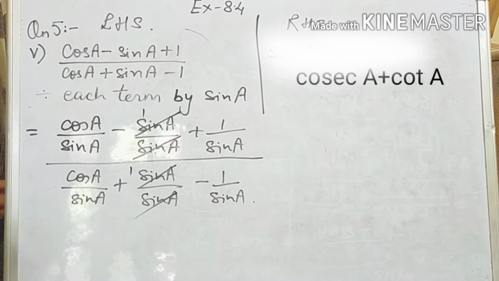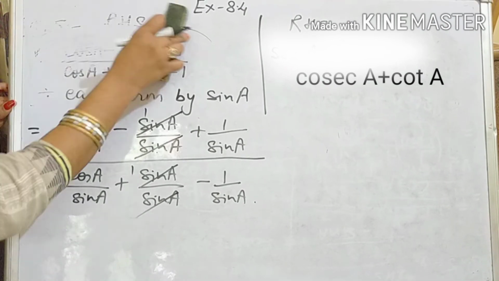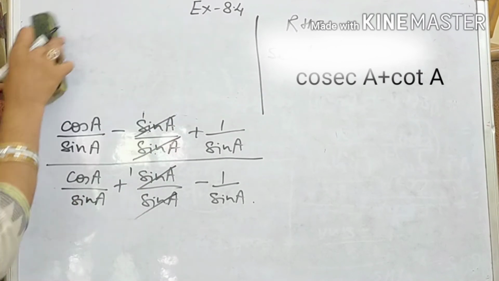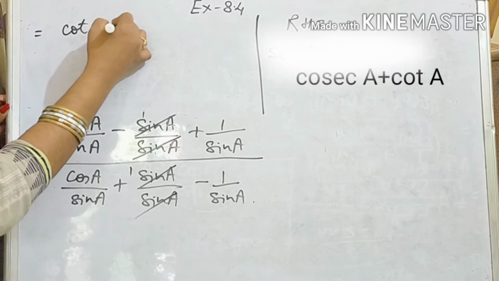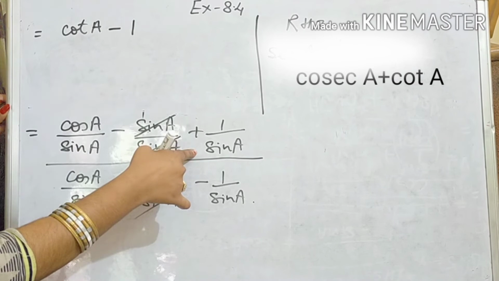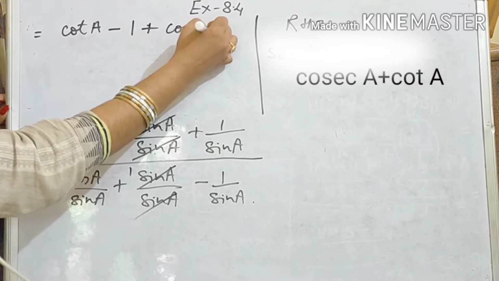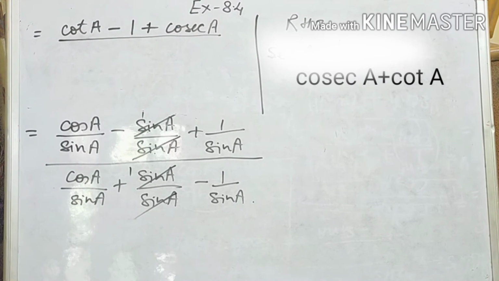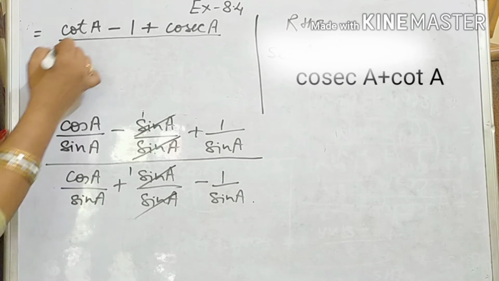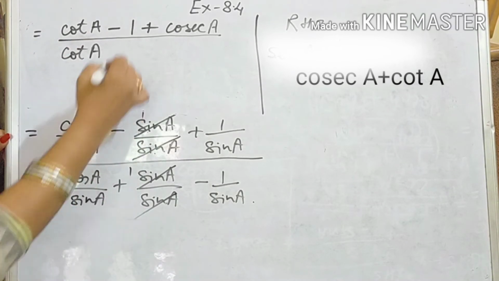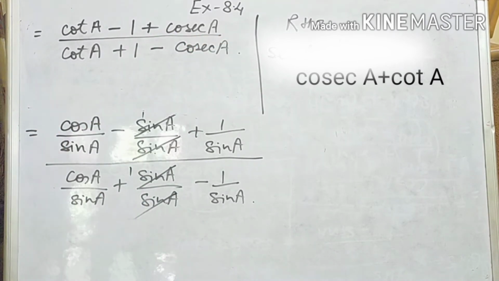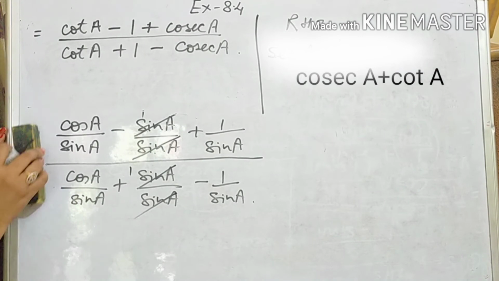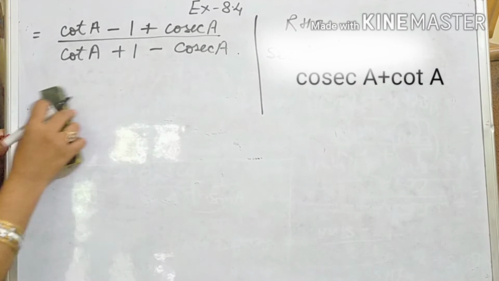So in the next step, what can we do? We can write it as cos by sine, which I just told you is cot A, minus 1, plus cosec A. Now the question is converted into cosec and cot. Again, cos by sine is cot A, plus 1 and minus cosec A. Now we have done the first part of our question, that we have converted that into cosec and cot A.